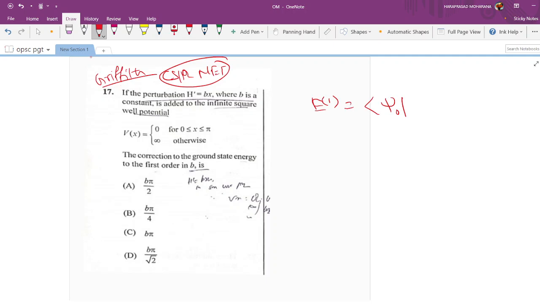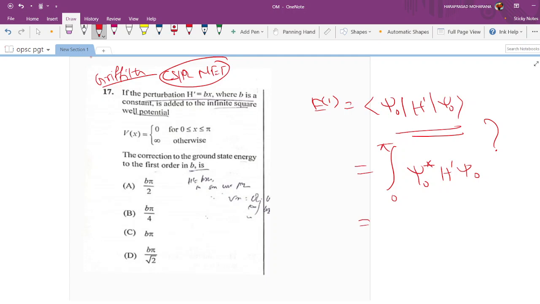So psi 0, the ground state, is given. H dash is the perturbed Hamiltonian, and you have to just find out the integral of psi 0 H dash psi 0. In order to find it, you have to just integrate it, with limits from 0 to pi. For H dash you put in the given value, then you put psi 0 for the infinite square well, which is root of 2 upon L times sine of pi x upon L, and L is here pi. So this is the wave function for the ground state. So just put it here.